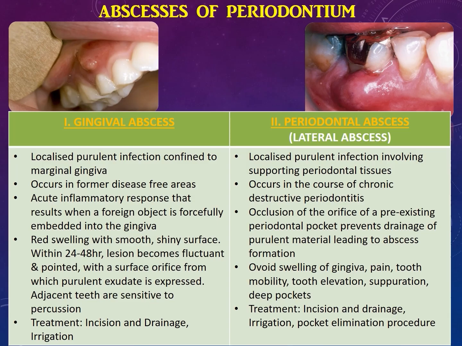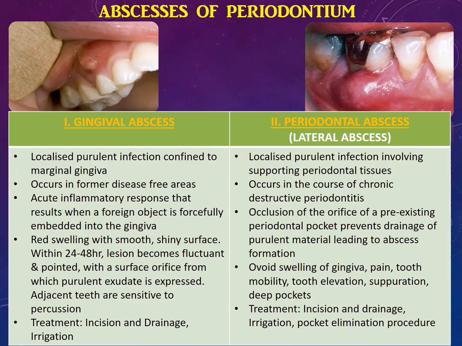Gingival abscess results when a foreign object is forcefully embedded into the gingiva. Periodontal abscess occurs when there is an occlusion of the orifice of a pre-existing periodontal pocket that prevents the drainage of the purulent material, leading to abscess formation. So the clinical feature of gingival abscess is a red swelling with a smooth, shiny surface. Within 24 to 48 hours, the lesion becomes fluctuant and pointed with a surface orifice from which the purulent exudate is expressed. The adjacent teeth are sensitive to percussion. So if you leave it to progress, it will just rupture spontaneously.